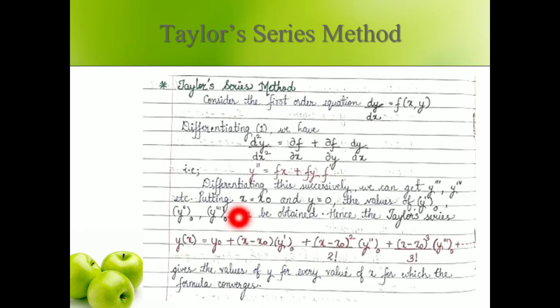So this is the Taylor series formula which you all have to remember. Once again I will repeat. See, y of x equal to y naught plus x minus x naught into y dash naught plus x minus x naught the whole square divided by 2 factorial y double dash naught plus x minus x naught the whole cube divided by 3 factorial y triple dash naught, and so on.